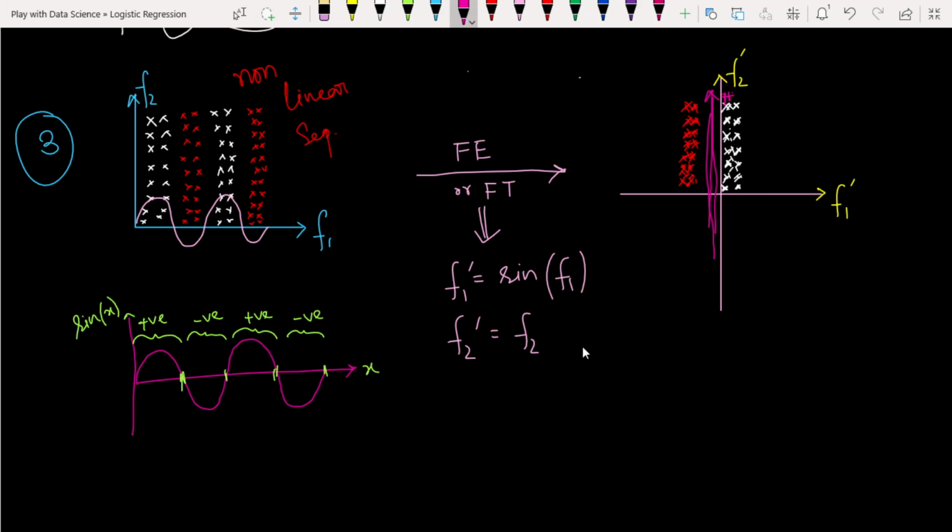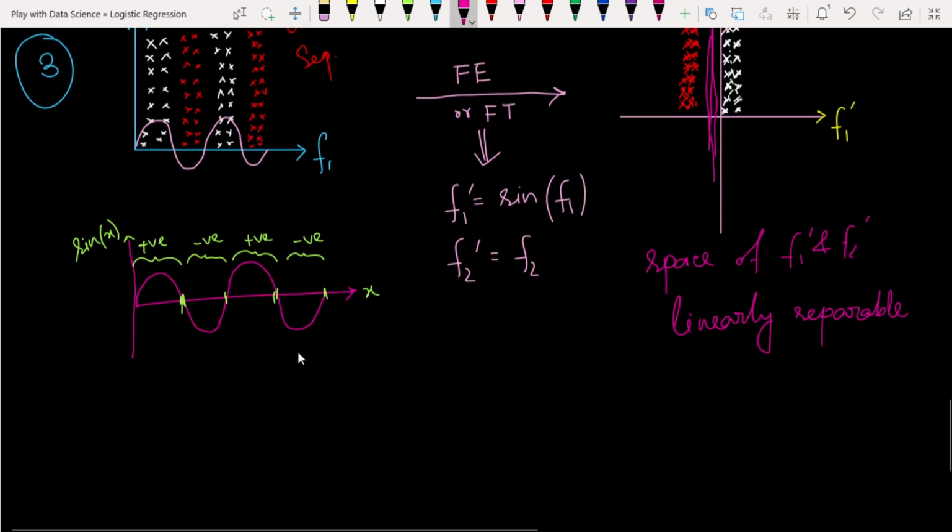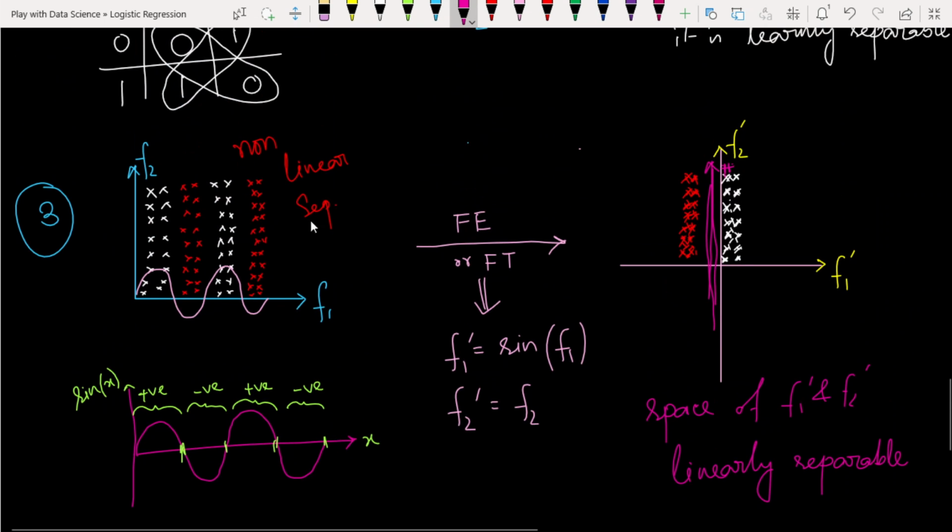So by using these feature transformations, in the space of f1 dash and f2 dash, this data set is easily linearly separable. In the space of f1 and f2 it is not linearly separable, but using simple sine transformations it is separable. I think using these three examples, you are now clear about feature engineering.